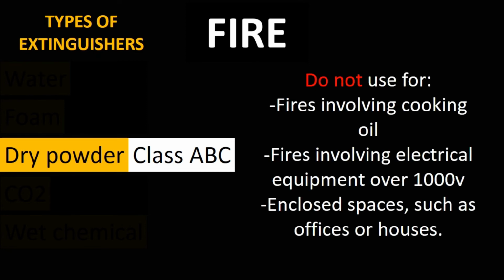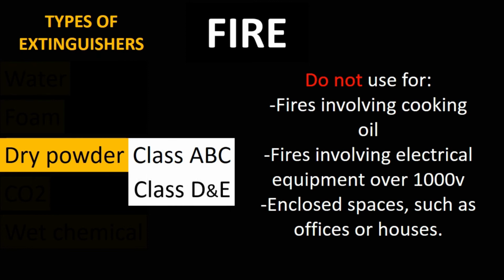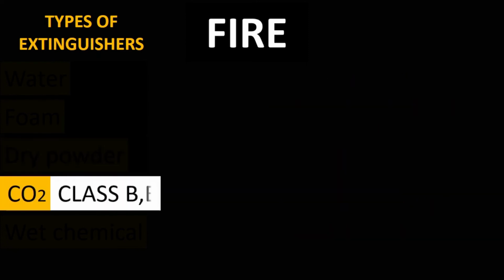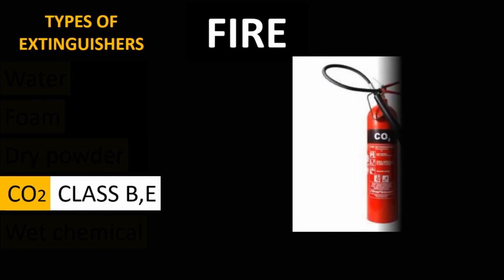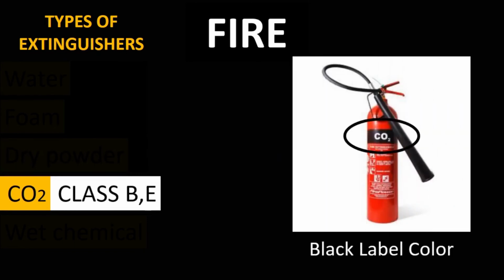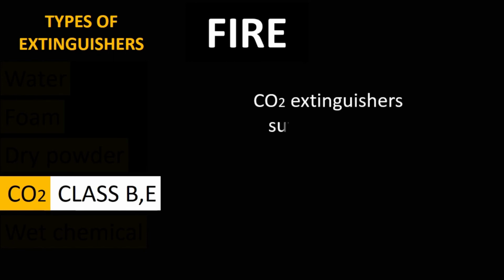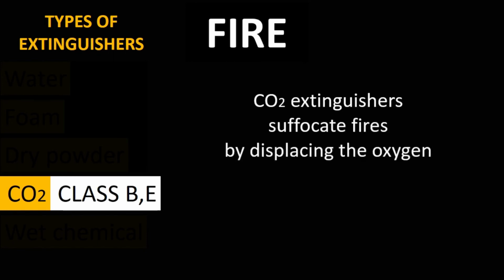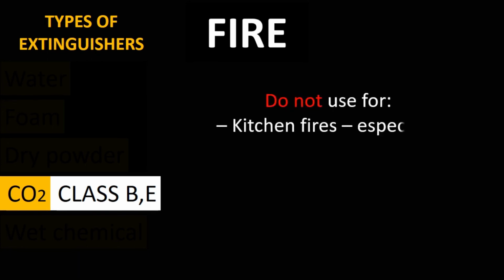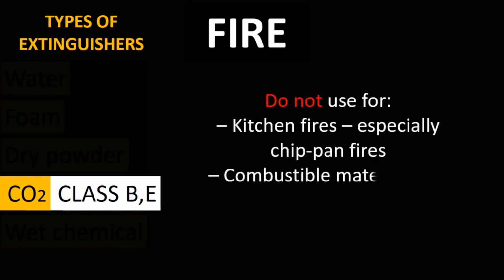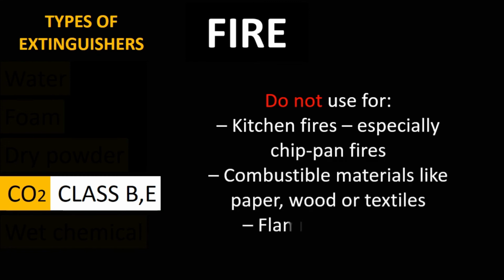Dry powder fire extinguishers can also be used on some electrical fires, and specialist dry powder fire extinguishers are used for flammable metals. Thus, dry powder fire extinguishers can be used on Class A, Class B, Class C, Class D, and Class E fires. Carbon dioxide type fire extinguishers can be used on Class B and Class E fires. They have a black label color. Carbon dioxide extinguishers suffocate fires by displacing the oxygen. Do not use carbon dioxide type fire extinguishers for kitchen fires, combustible materials, and flammable metals.